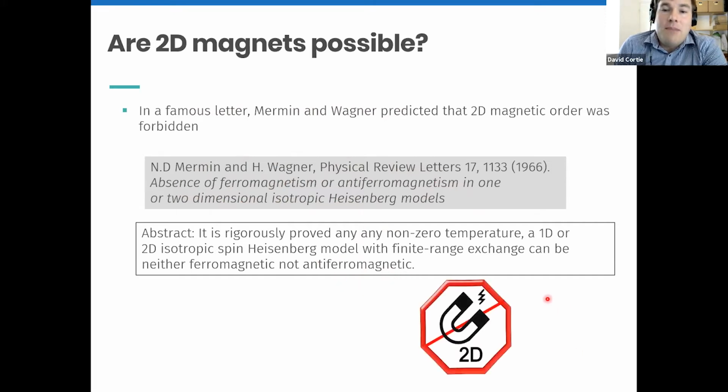And so many, many people for a long time felt that two-dimensional magnets were sort of forbidden, but we should really look at the fine wording of what Mermin and Wagner were saying. They were saying this applies to two-dimensional isotropic spin Heisenberg models with finite range exchange. And that's not every type of magnet, but at the time that they were writing this paper, many people felt this captured the vast majority of magnets. But we now know that this is actually not the case.